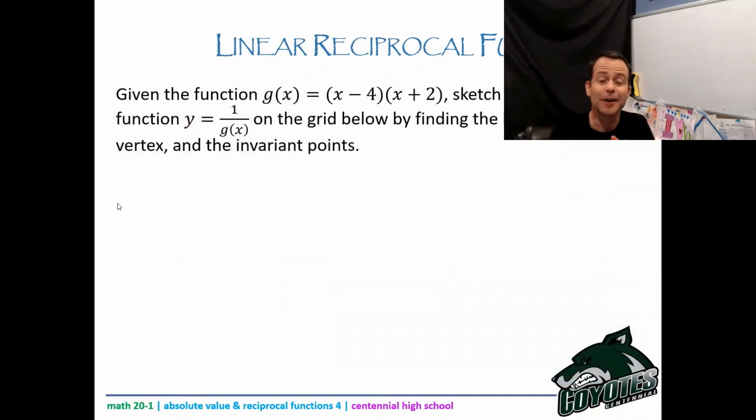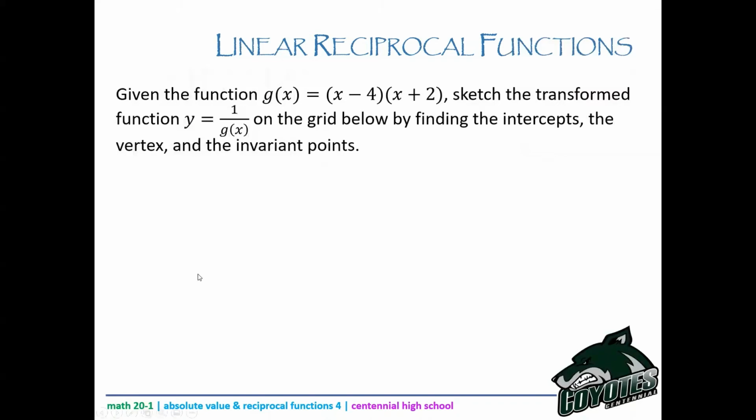Okay, given the function g of x equals (x minus 4) times (x plus 2), sketch the transformed function y equals 1 over g of x on the grid below by finding the intercepts, the vertex, and the invariant points. Again, just for those of you at home, I'll hide my big old head for a second so you can see the question.